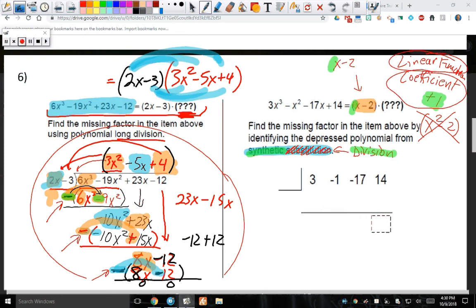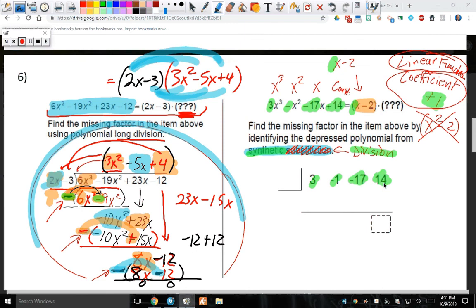Now these are the steps that you do to get the answer. And all you're doing is dividing just like we did here, but you're doing a shortcut route to do it. You put your terms in descending order. So x cubed, x squared, x, and then your constant. Okay, the constant meaning it doesn't have an x attached. And then all you're going to write are your coefficients. Notice the 3 is written here, negative 1, negative 17, and then 14.